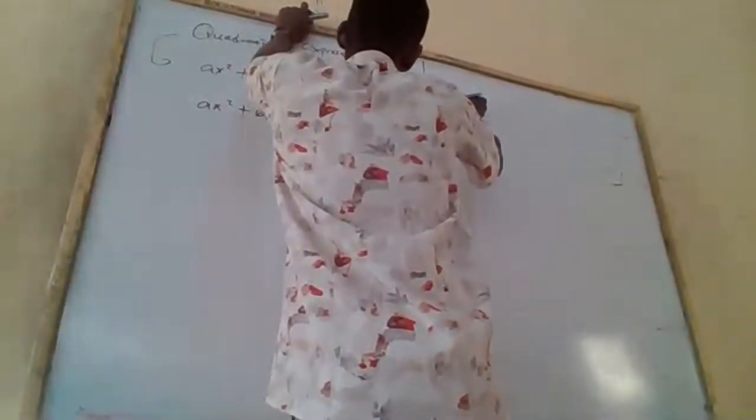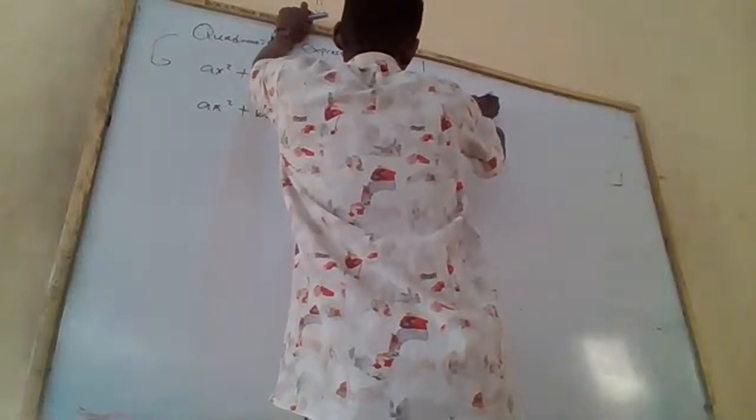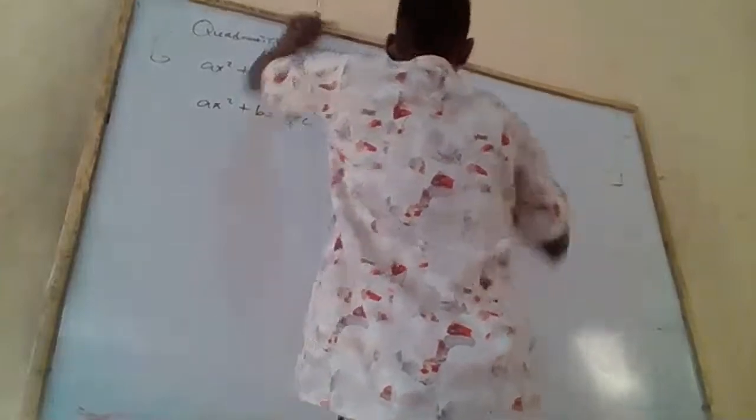Listen very carefully. Some people make silly mistakes. They will give you a quadratic expression, not saying x is equal to something. Listen, they can do something like this: x squared minus 5x plus 6. They will ask you to factorize.